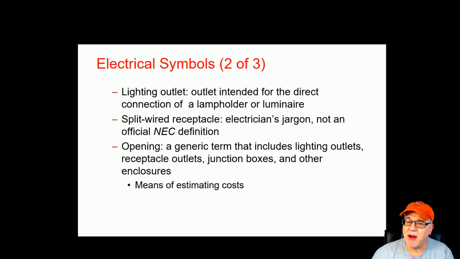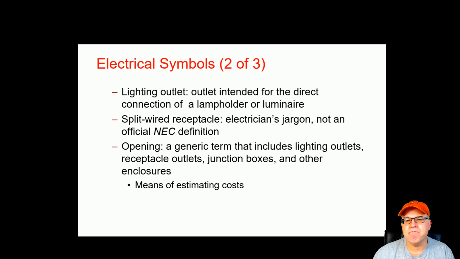But now a luminaire is a collection of all of the components that make up what we used to call a lighting fixture. But now we refer to that as a complete package. It's called a luminaire. Now, we have things called split-wired receptacles, which is electrical jargon. It's not an official NEC definition, and we cover this in our unit. That might be where we take a receptacle and we break tabs. You have opening, which is a generic term that includes lighting outlets, receptacle outlets, junction boxes, and other enclosures. Somebody might say, how many openings do you have?